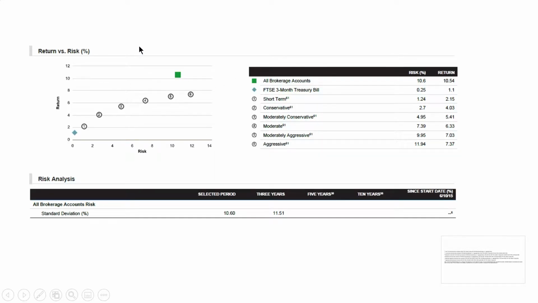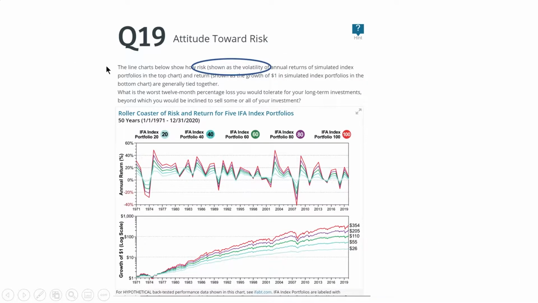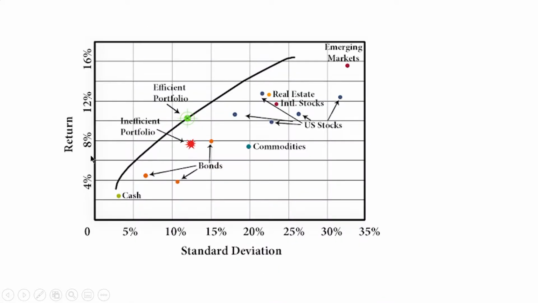For example, here is a risk and return chart of a portfolio's performance from a broker. They put risk and return. The green thing is the portfolio. Here is the standard deviation that they are using as a measure of risk. And also, in this questionnaire about the attitude towards risk, they use risk and volatility interchangeably. In this graph as well, you have standard deviation and return as a risk and return graph.